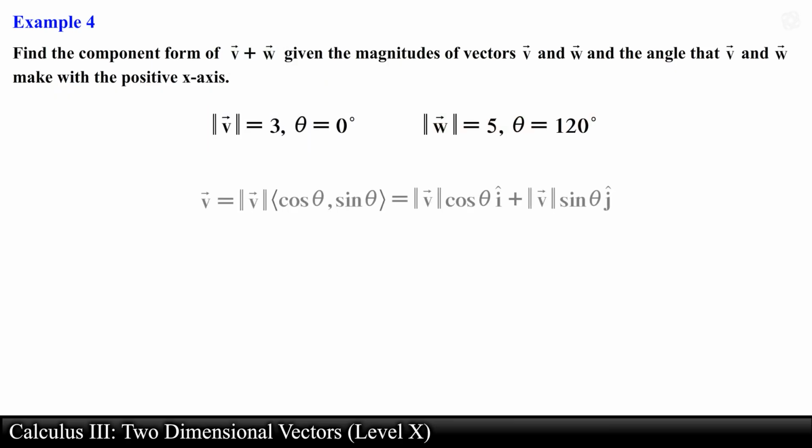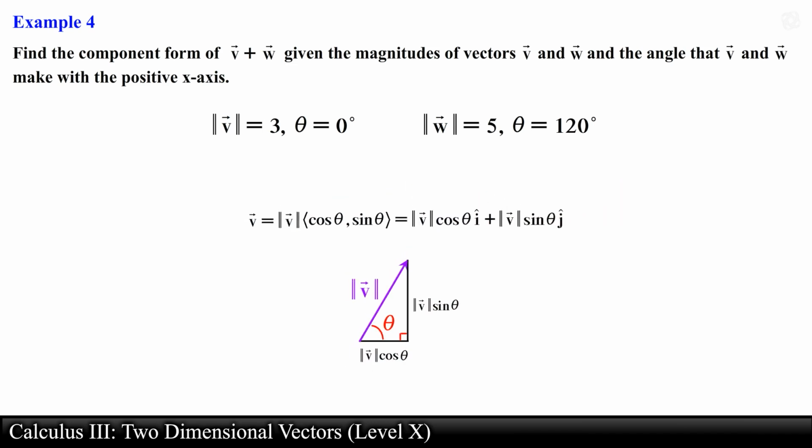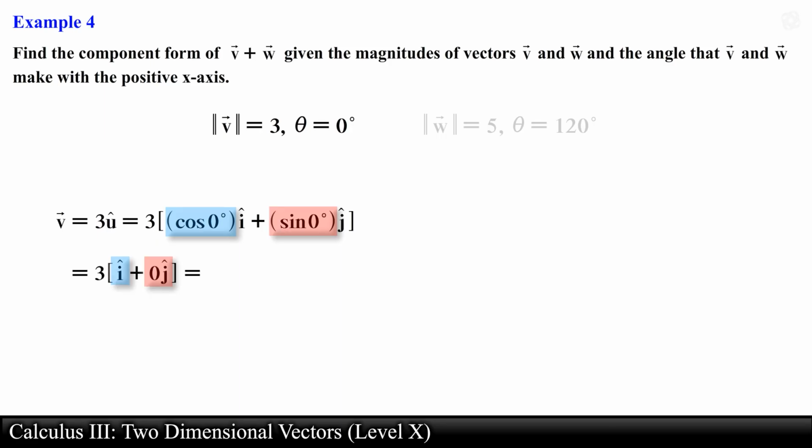This means that we can denote the components of each vector by using the alternative form of a unit vector that makes use of trigonometric expressions. This is nothing more than using right triangle trigonometry to find the x and y components of the vector. So let's first find the components of vector v. Since this vector has a direction of 0 degrees relative to the positive x-axis, it will only have one component, in this case, i hat, since cosine of 0 equals 1, and sine of 0 equals 0.